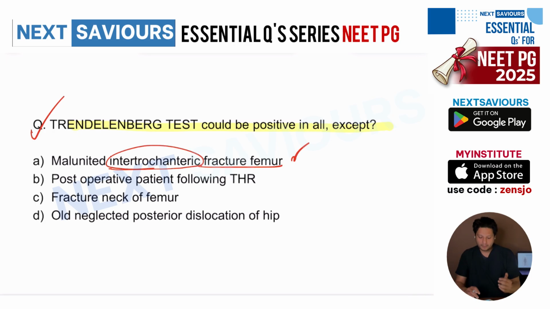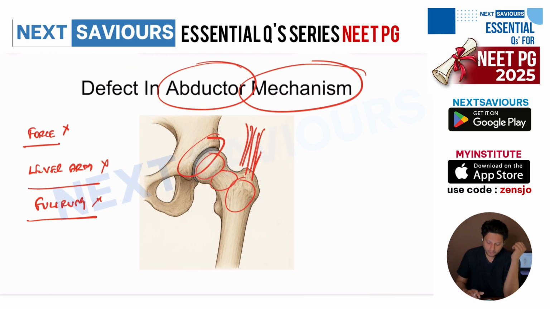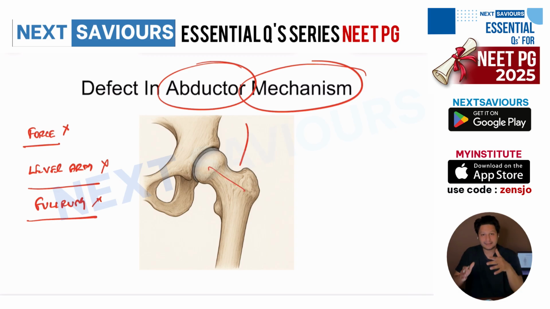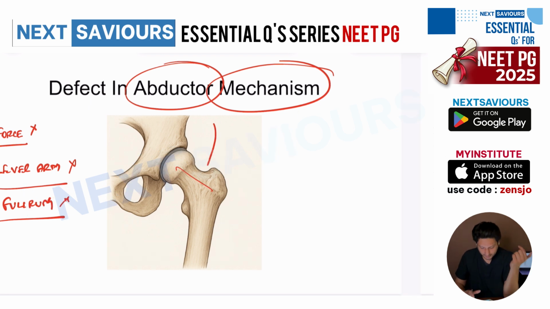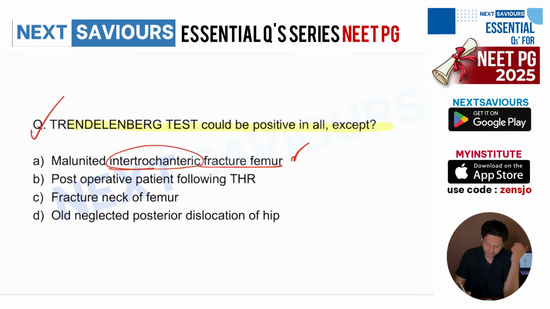Why not? Because in case of malunion intertrochanteric fractures, there is a possibility that there could be a shortening of this distance and the lever arm would be inefficient to raise the other end of the pelvis. Thereby, there is always a possibility in those cases. So yes, it is possible.